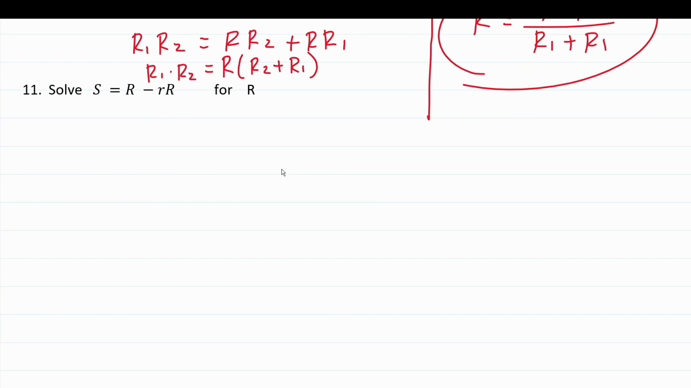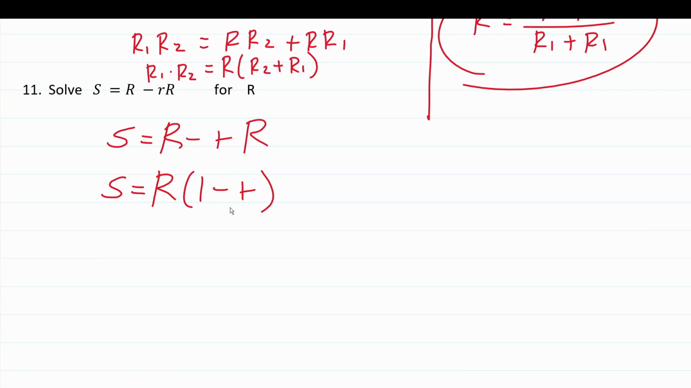All right, number 11 says solve S equals R minus little r times big R for R. So let's start by copying this one down. We have S equals big R minus little r times big R, and we want to solve for big R. Well, how can we do that? From this right-hand side, it may not be obvious, but we can factor out a big R. So this will become S equals big R times 1 minus little r. And now, to solve for just big R, we're going to divide both sides by 1 minus little r.